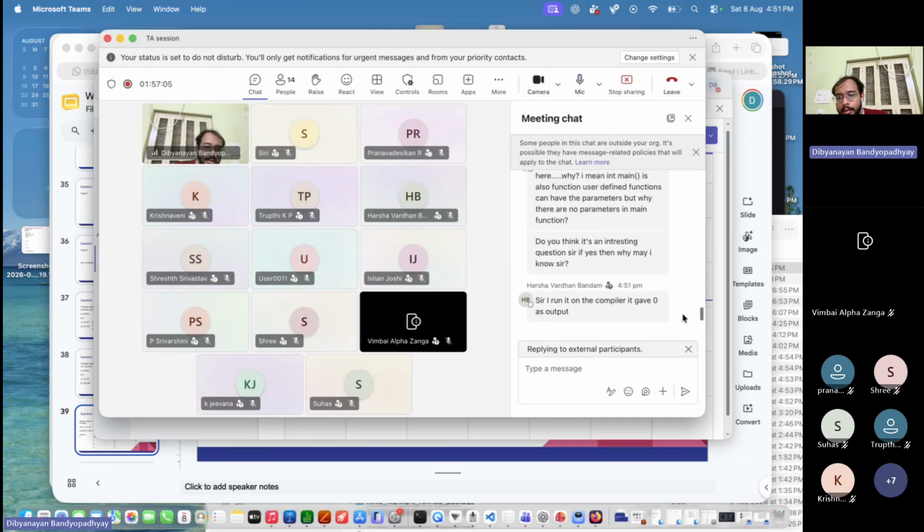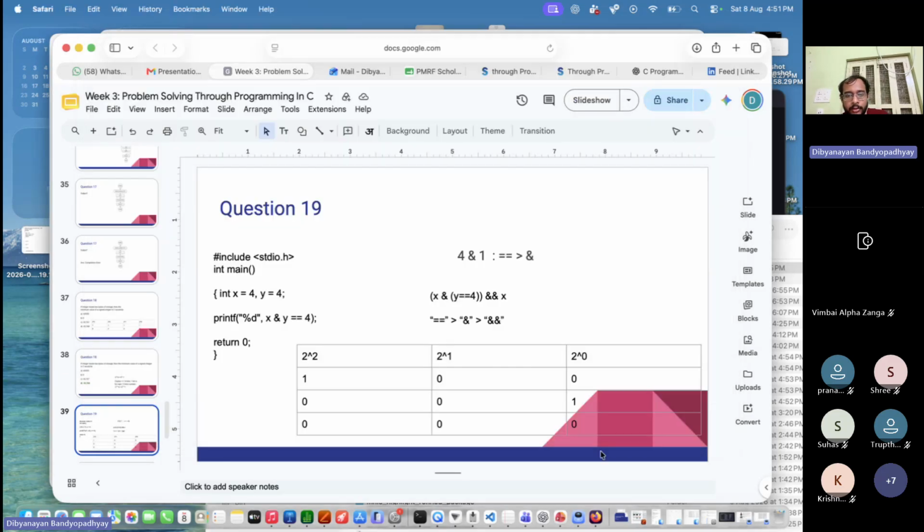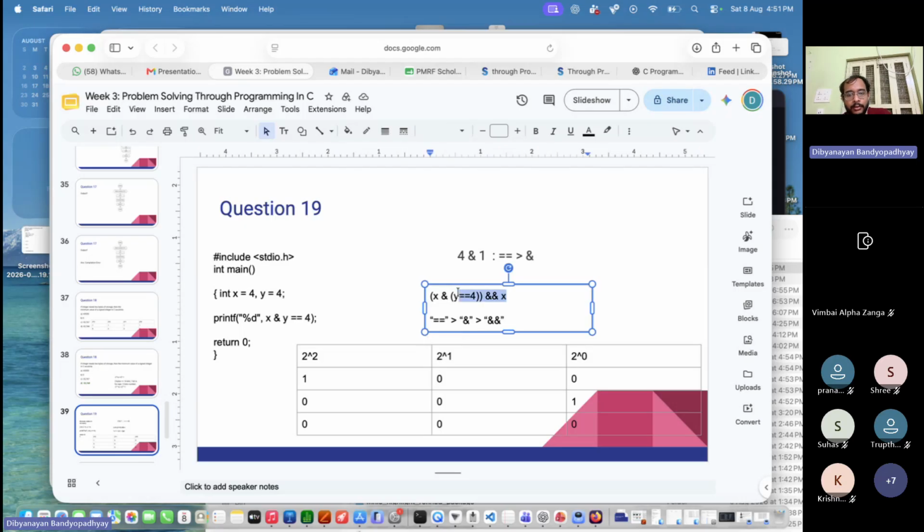Yeah, I ran it on the compiler, it gives you 0 as output. Correct, correct. So both ways it is 0 actually. So if I evaluate x and y first and then equal to 4 and x, then it is also 0. But that is not the correct way to do it. The correct way to do it is like this actually. So equal to has higher precedence. It will be evaluated first. Then it will be x and y equal to 4, and then this logical AND at the last. Okay. So this is the precedence order. Remember that.